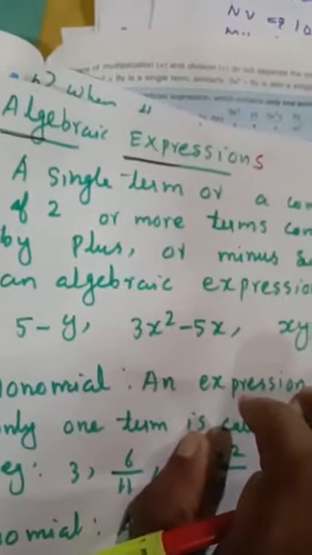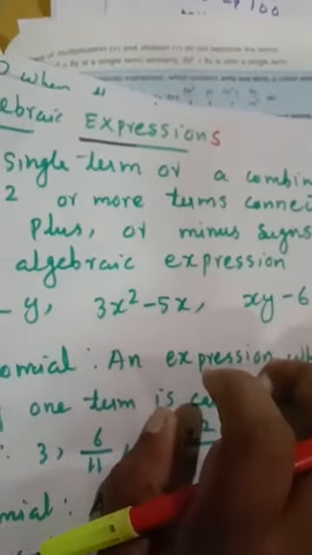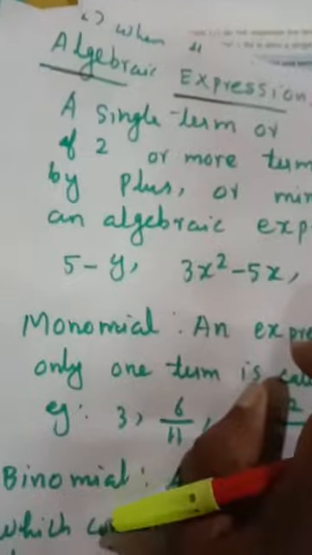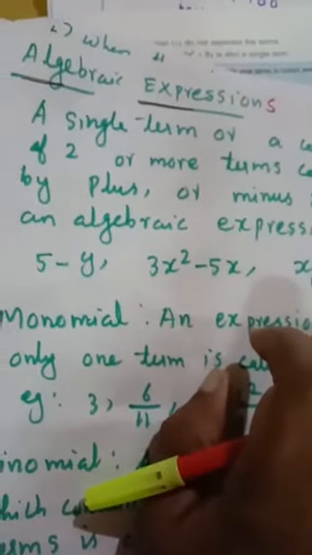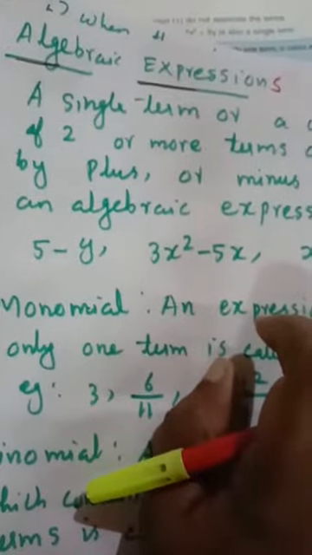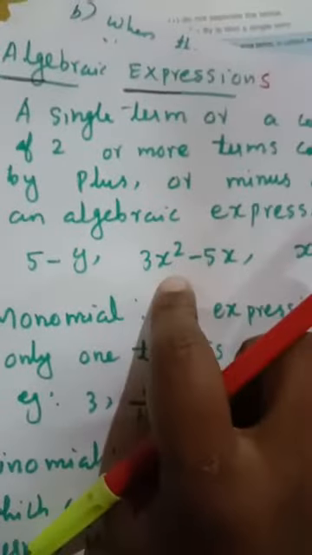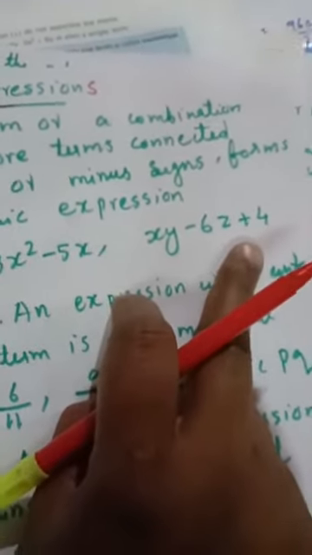Algebraic expression means a single term or more than one term connected by a plus or minus sign. What do you mean by term? A term is a number or variable or a combination of numbers and variables. So 5 is a term, y is a term, 3x square is a term, 5x is a term, xy is a term, 6z is a term, and 4 is also a term.